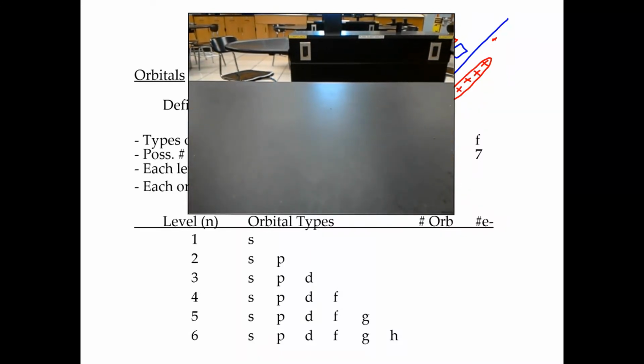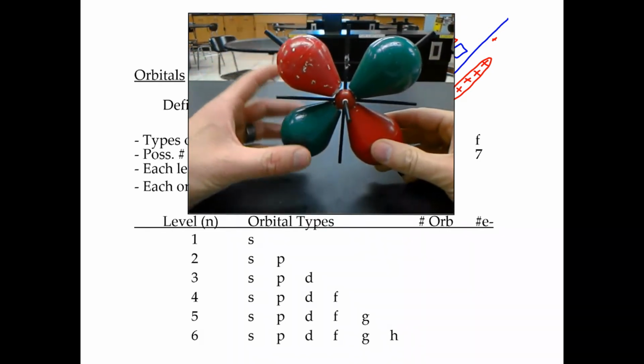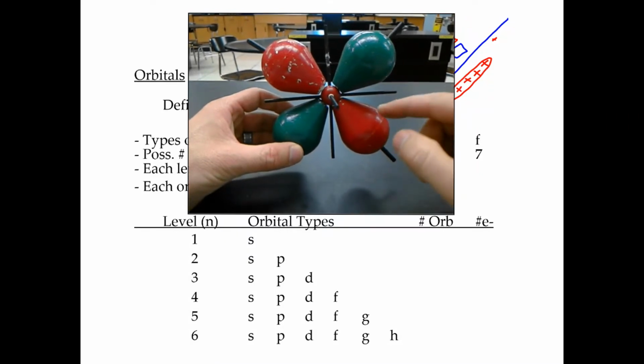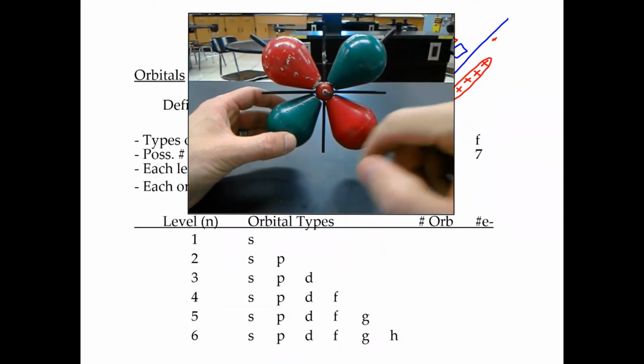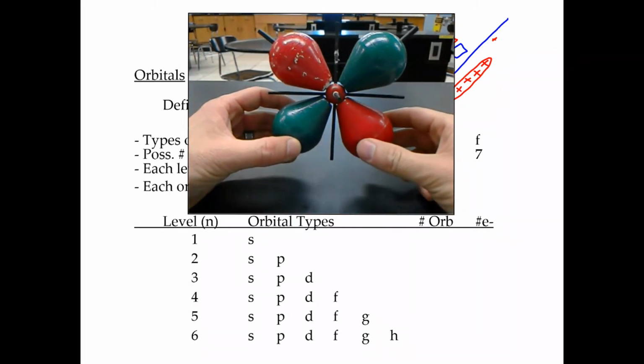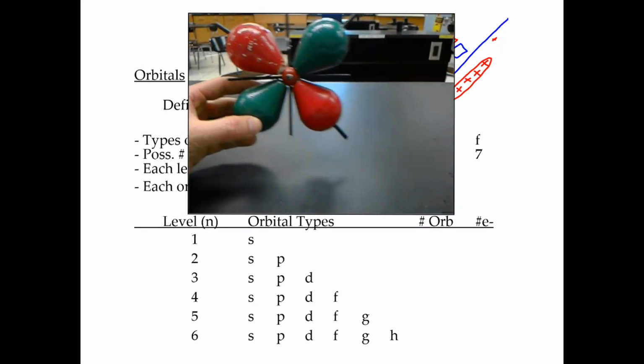Then recall that we have d orbitals. D's come in sets of 5. So this is a single d orbital, a single one. It has 4 lobes to it, 1, 2, 3, 4, but this is a single d orbital. They come in sets of 5. So you're going to have actually 4 of these and 1 of these.